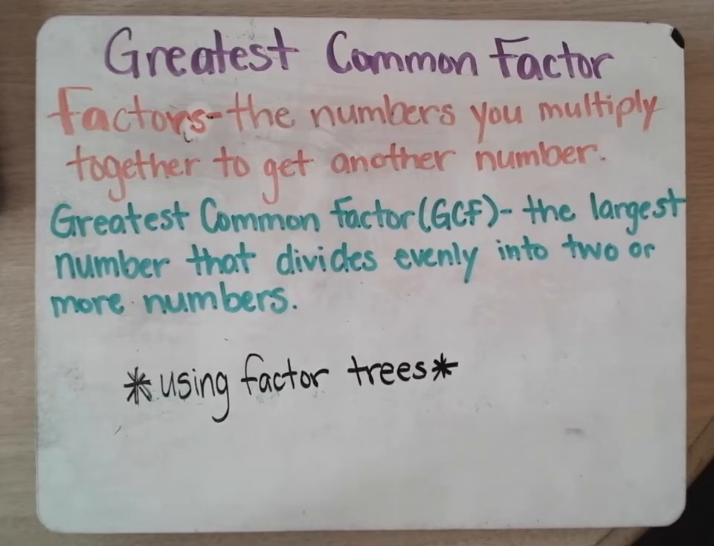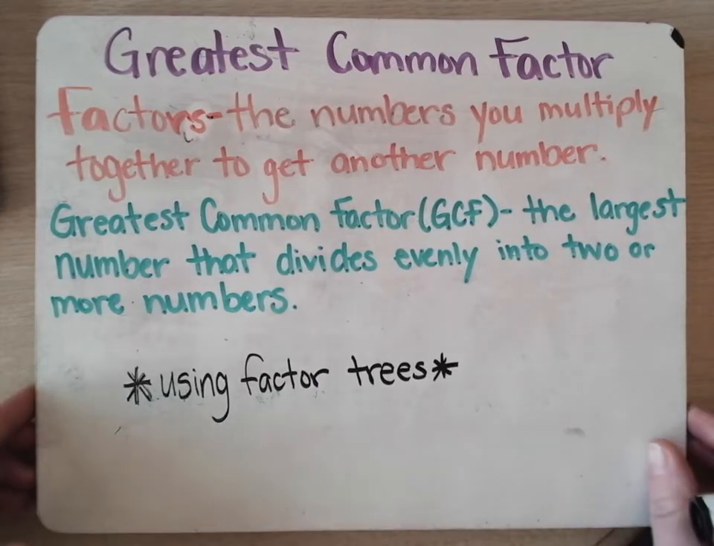We're going to do another example of finding the greatest common factor between numbers, except this example is going to have three numbers, and you need to find the GCF between those three numbers. Just a reminder, factors are the numbers you multiply together to get another number. The greatest common factor, or the GCF, is the largest number that divides evenly into two or more numbers. We're going to again complete this example using factor trees.